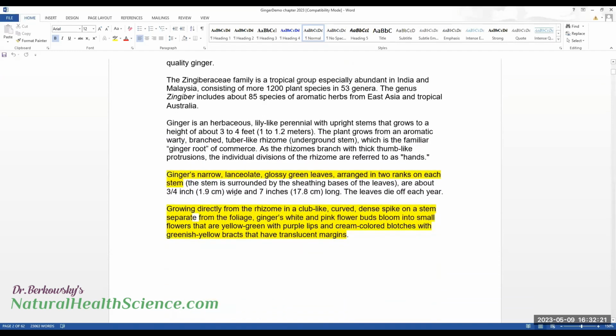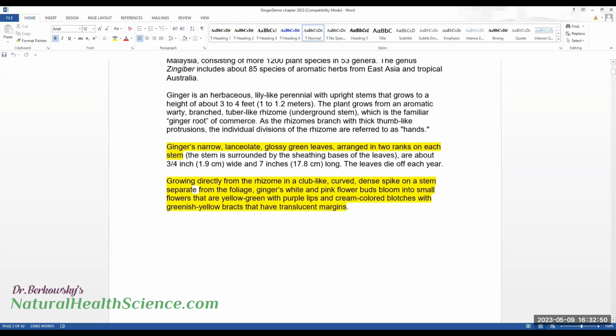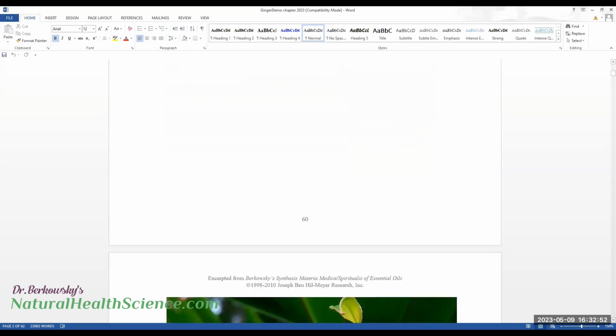Here, the word lanceolate in relation to a leaf means lance-shaped. And then we see down here that the rhizome, the underground stem, is club-like. It has a dense spike on a stem. So everything you see here, the description is pointing more and more to this animal soul, although it is balanced out with some of this, the colors of the flower, the pink flowers on some of the varieties, and so forth, which tells you it also has more of a plant soul, more of that etheric body.